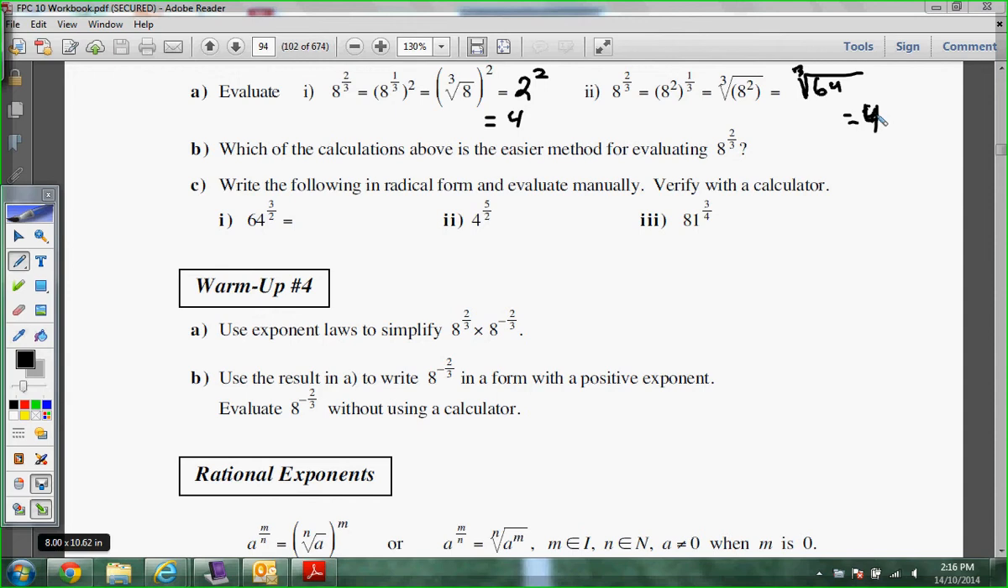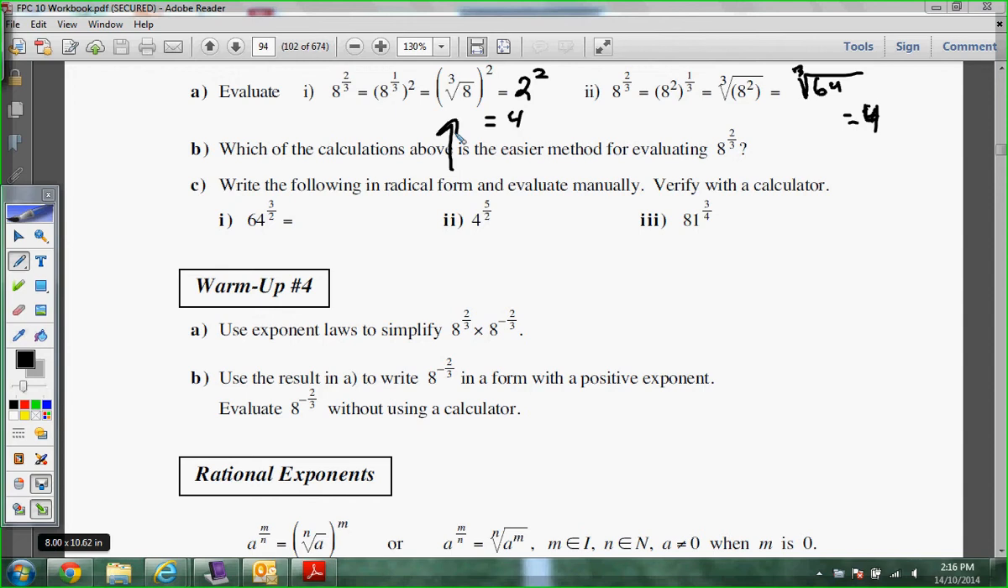Which of the calculations above is the easier method for evaluating? I don't know. I think they're about the same. Do you guys have a preference? Maybe the left one? Okay. Say that one, I guess.